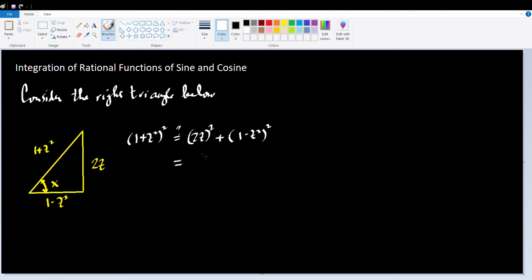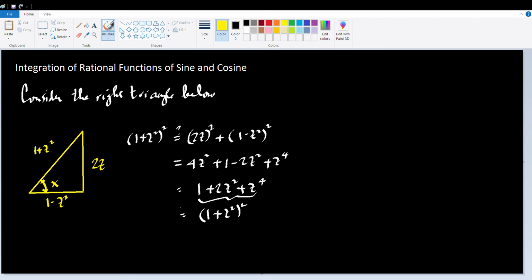Okay, let us expand the right side. It becomes 4z squared plus 1 minus 2z squared plus z to the fourth. 4z squared minus 2z squared is positive 2z squared, plus z to the fourth. And 1 plus 2z squared plus z to the fourth is a perfect square trinomial equal to 1 plus z squared squared. And we have just proved that these are indeed the sides of a right triangle.